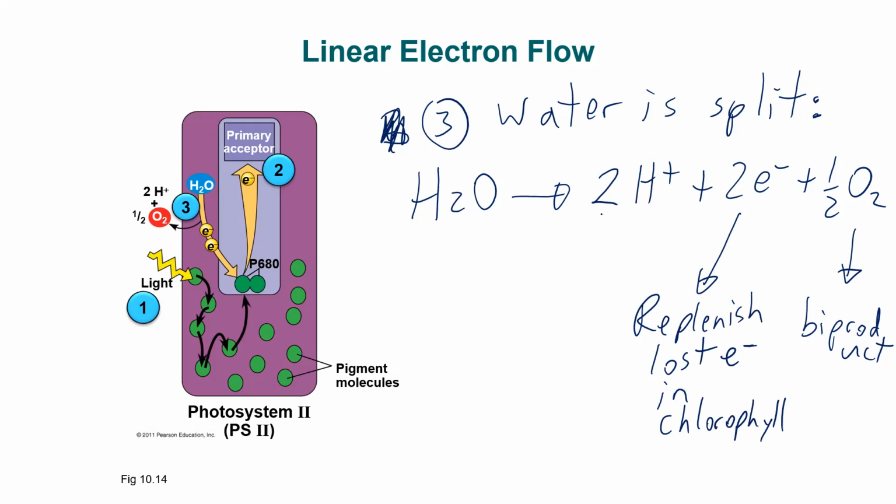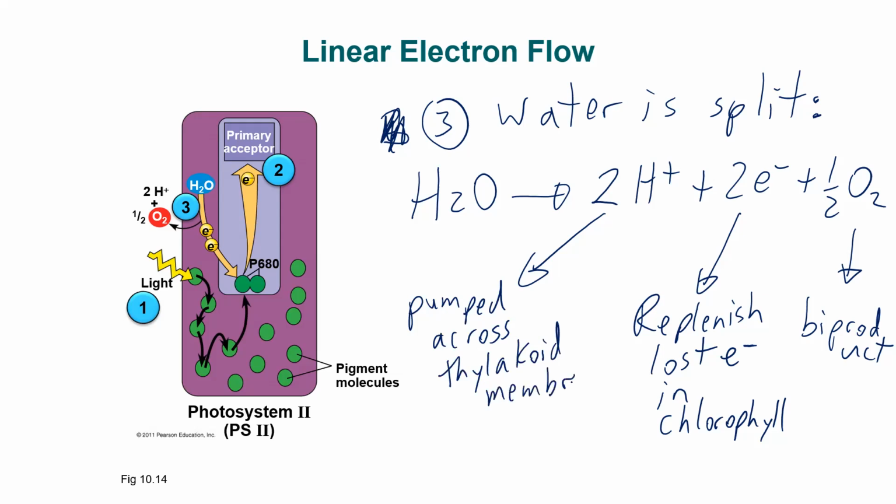Okay, and then the last are the hydrogens, and the hydrogens actually are pumped across the membrane, and they become part of the proton motive force. So we can put that: pumped across thylakoid membrane, and creates proton motive force.